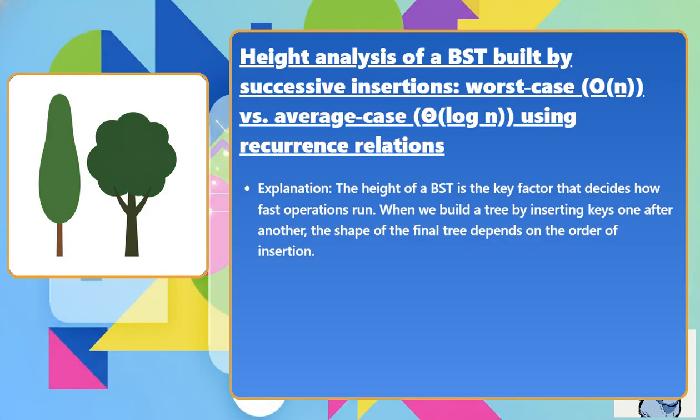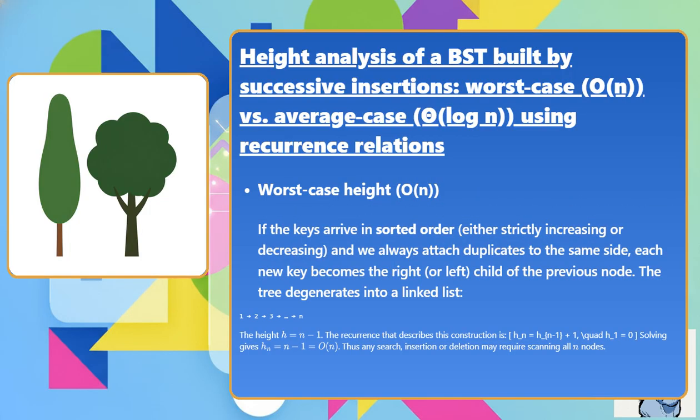Explanation: the height of a BST is the key factor that decides how fast operations run. When we build a tree by inserting keys one after another, the shape of the final tree depends on the order of insertion. Worst case, height O(n), if the keys arrive in sorted order, either strictly increasing or decreasing, and we always attach duplicates to the same side. Each new key becomes the right or left child of the previous node. The tree degenerates into a linked list, 1 to 2 to 3 to n. The height h equals n-1.